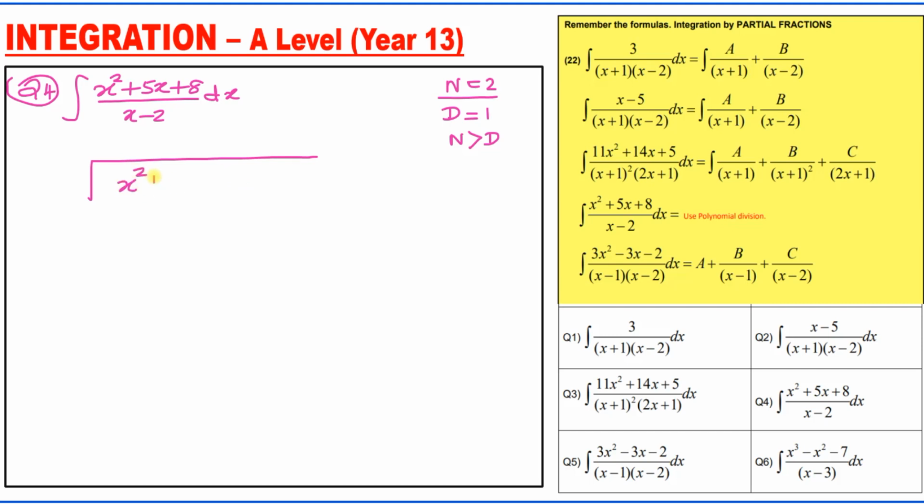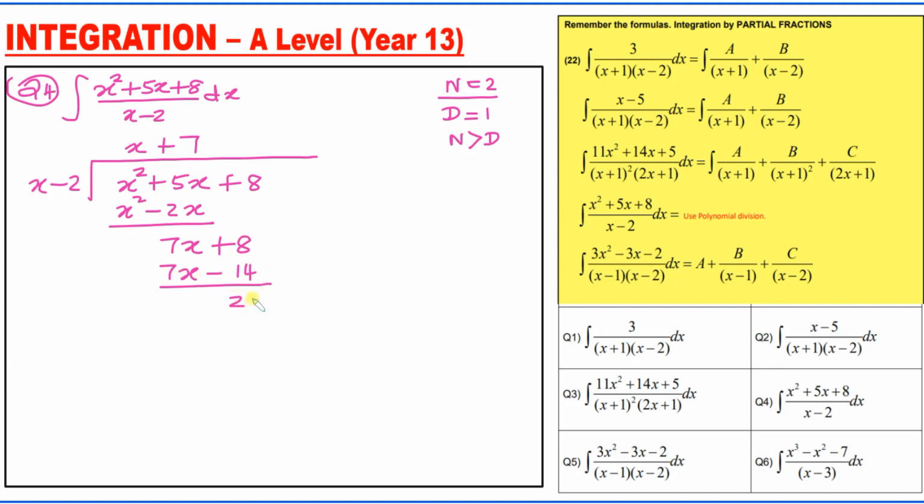So how to do that one? x squared plus 5x plus 8, divide by x minus 2, right? So when you divide the x squared by x is x, x times x is x squared, x times minus 2 is minus 2x, and take away x squared cancel, and this produces 5x take away minus 2x is 7x, and drop the 8, 7x plus 8, and I'm going to times by 7, 7x minus 14, and take away again, and this is 22. This is the remainder, and this is what we call the quotient, right?